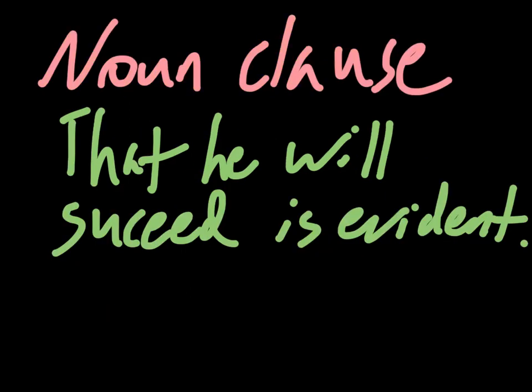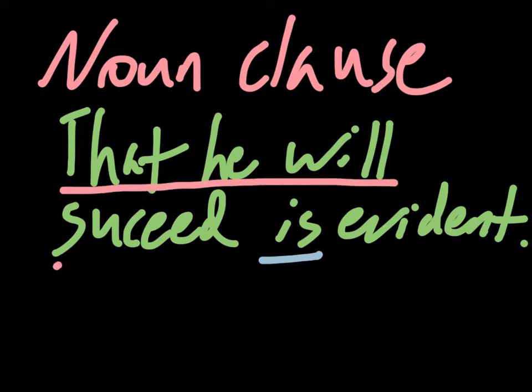Alright, so here's a sentence where if you just look at the main sentence, where's the verb? The verb is here. So you would say, what is? That he will succeed is evident. Basically, what we see here in the red is a noun clause used as the subject of the verb is. That he will succeed is evident. And so that's one use of it.